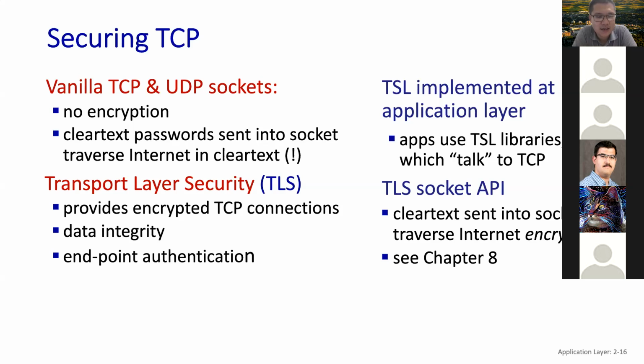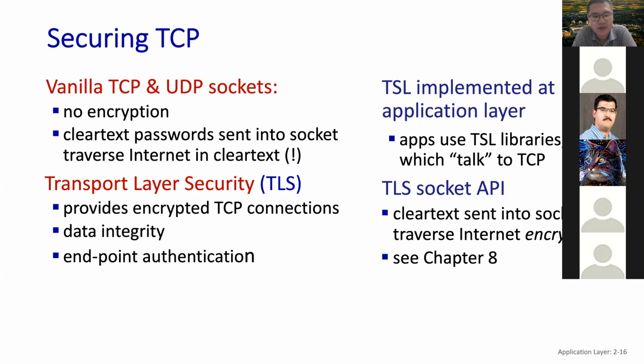So TLS can provide the encrypted TCP connection and also provide data integrity and endpoint authentication, right? So TLS is implemented at the application layer, right? An application can use a TLS library which talks to TCP. So you can think about it as an application layer library, right? You can use a TLS library when you want to talk to TCP. You just add another layer, just like when you send the data, you add some encryption there. After that, you send the data packet to TCP. You just add another layer.